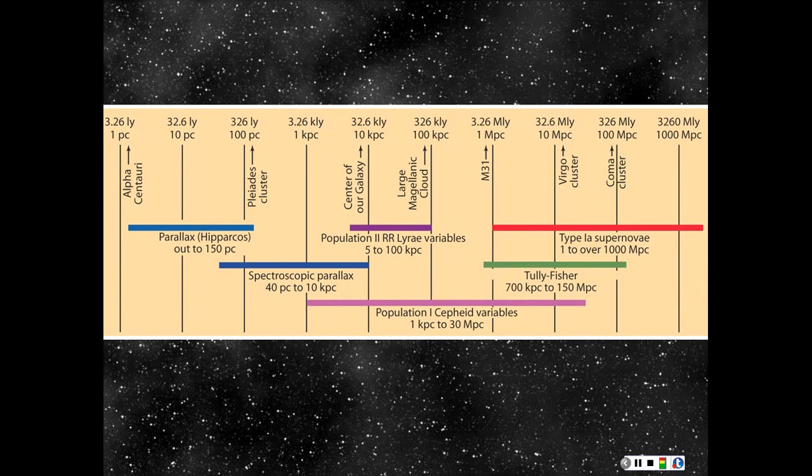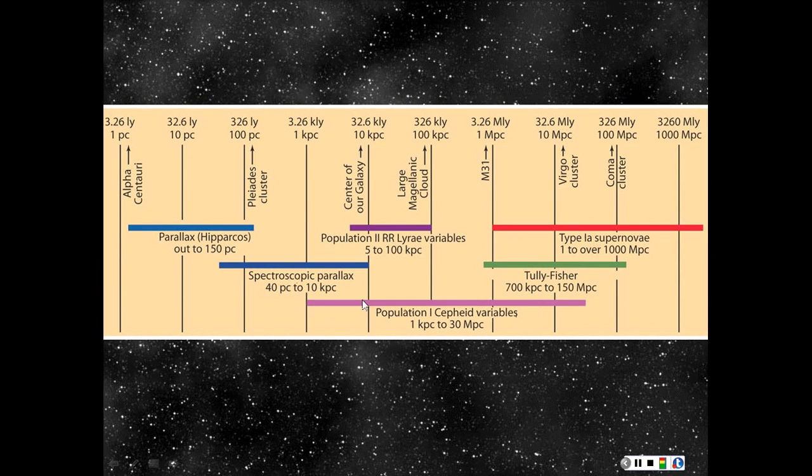This is basically using the MKK luminosity classification, where you use the line width to determine whether it's a supergiant or a giant, and then you've got a rough estimate of its brightness, and then you know how far away it is because you can say this is where it should be on the HR diagram. Okay, so now with spectroscopic parallax and main sequence fitting, we can calibrate the Cepheids.